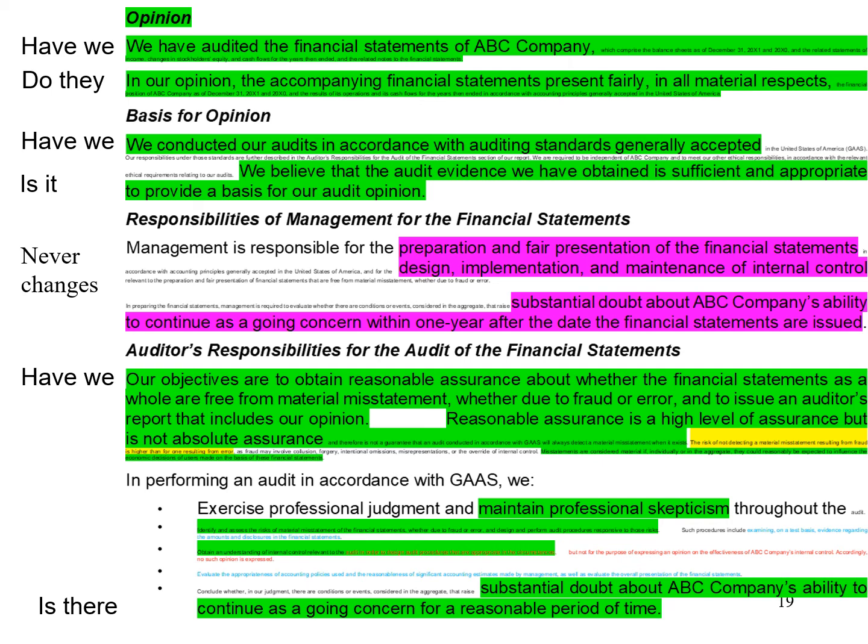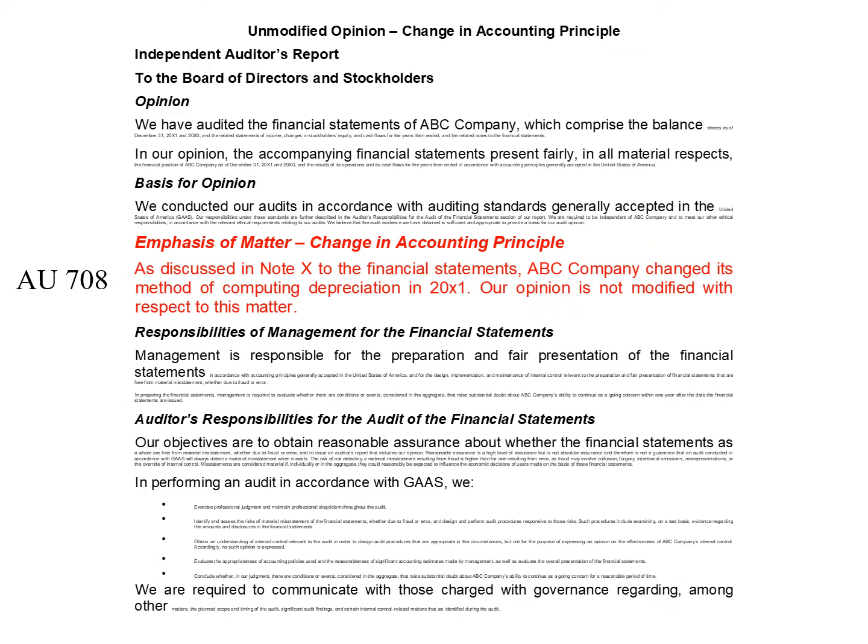But there's an auditing standard that says, wait a minute, if you use different accounting principles in 2021 than you did in 2020, even though both years comply with generally accepted accounting principles, we want to make sure that the investor, the user of the financial statements, knows there's been a change from 2020 to 2021. So we're going to add an emphasis of matter. Notice we add that below the basis for opinion. So notice where it is.